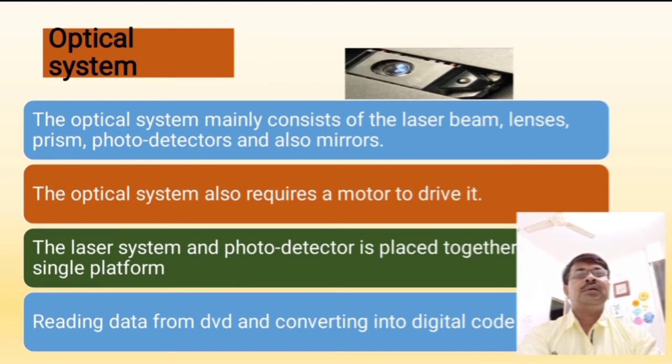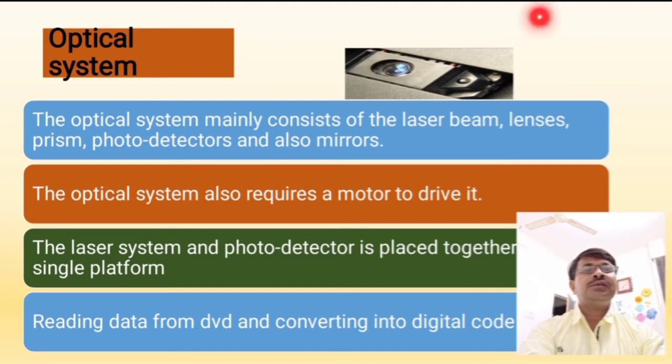Second part, the name is optical system, also called the heart of the DVD player, also called the disc reader unit. As you can see, this is the image of optical system. The optical system consists of a laser diode, which is made of aluminum gallium arsenide material. It is used to generate a light beam for data reading purpose.